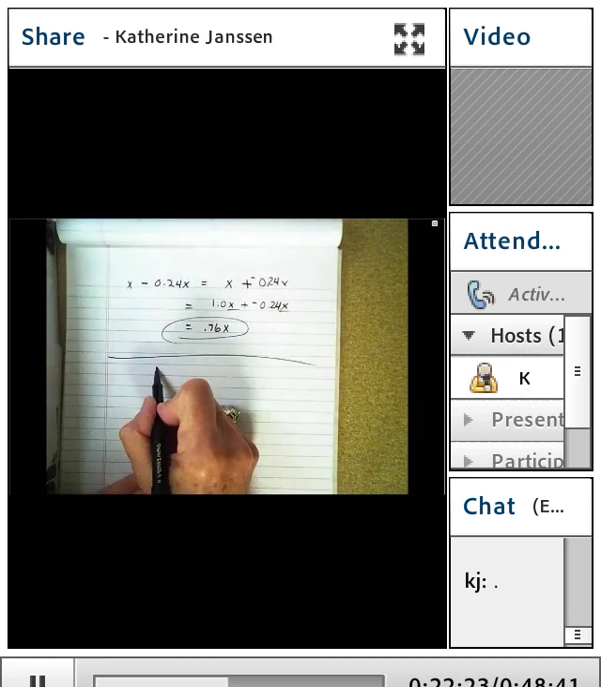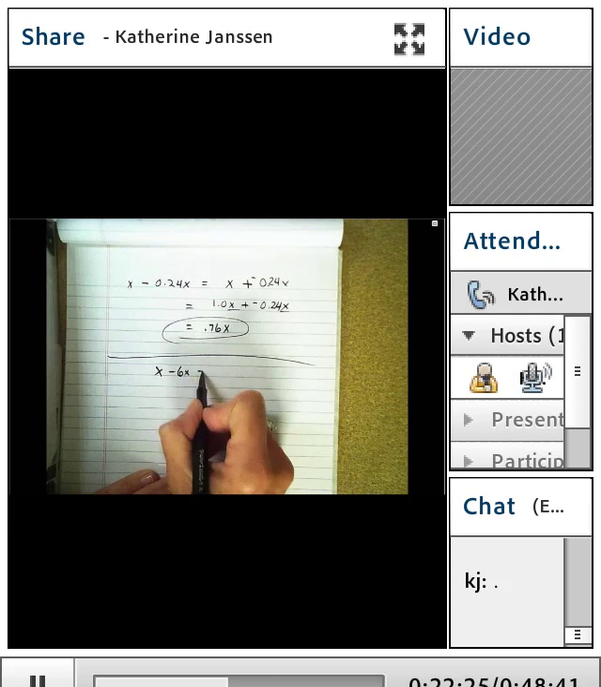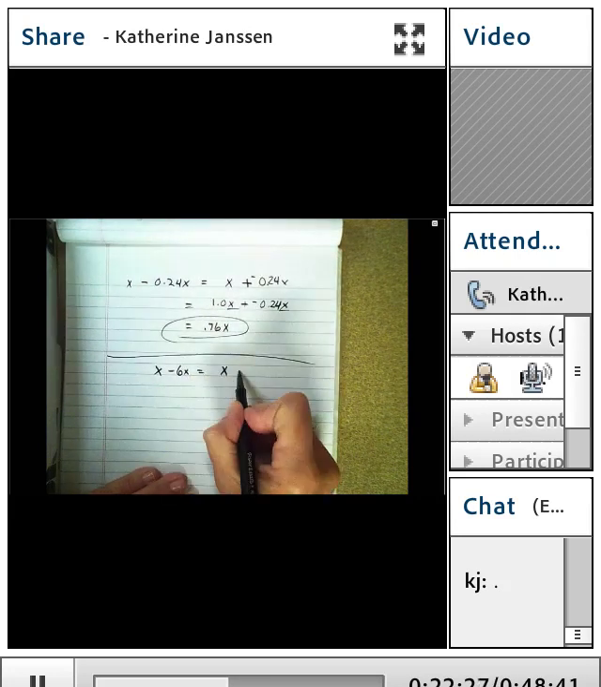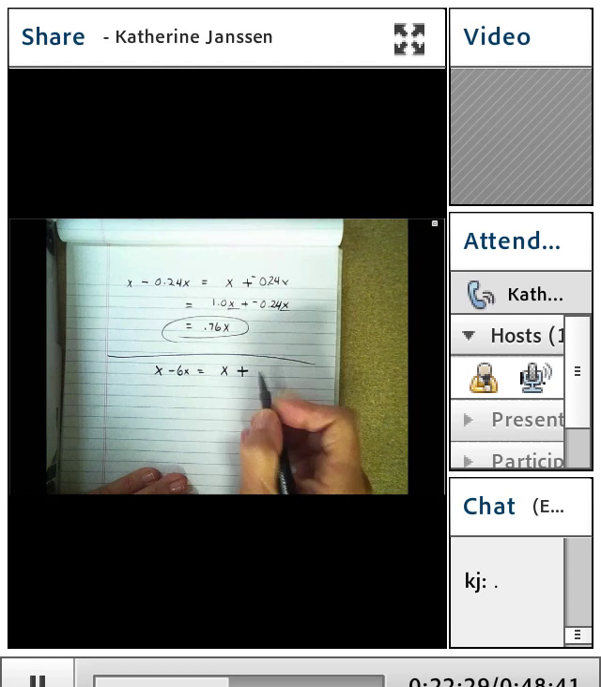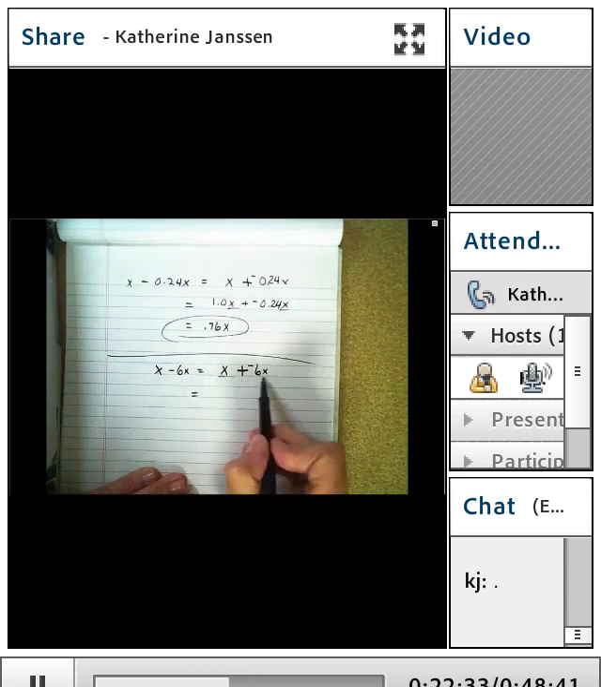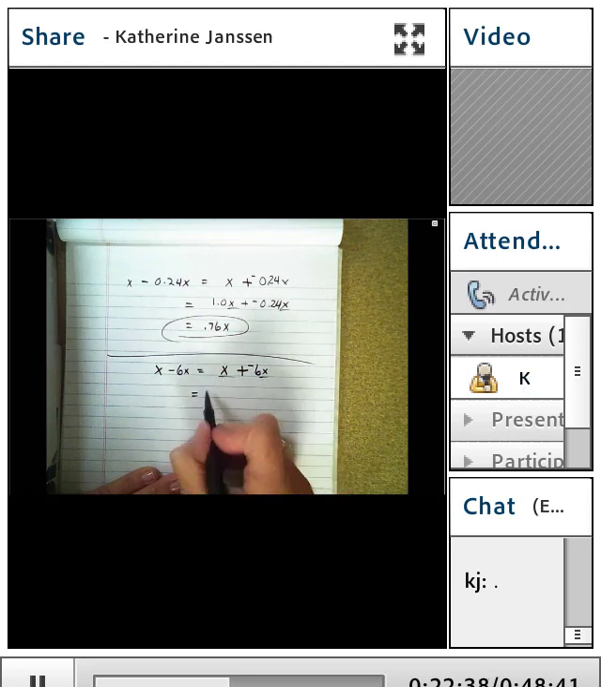x minus 6x. Again, I'm going to change subtraction to addition and add the opposite. I do have like terms. Negative 6x plus 1x would be a negative 5x.